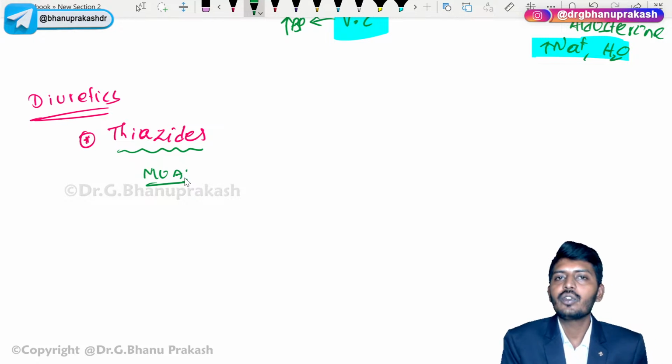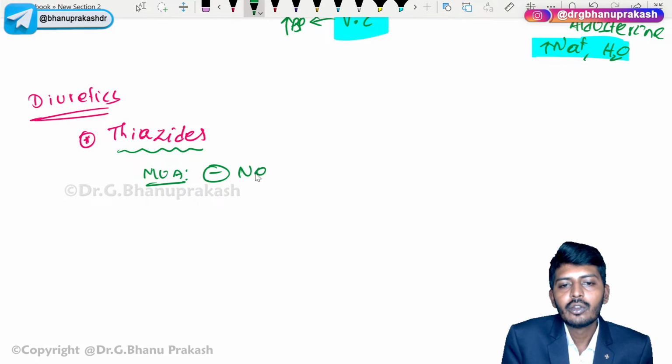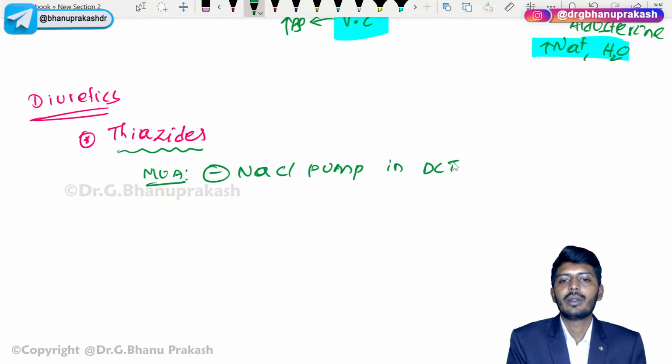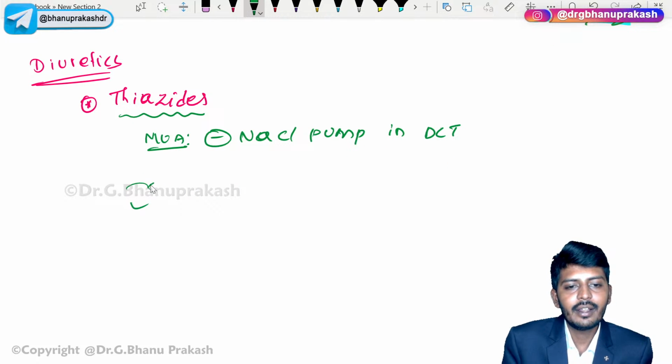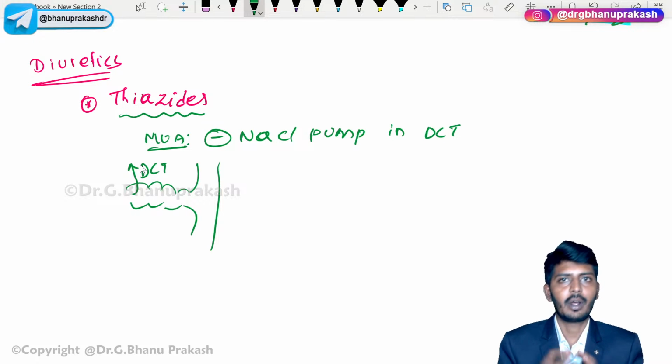One of the most interesting mechanisms of action: they inhibit the sodium and chloride pump in the distal convoluted tubule. If the sodium and chloride pump is inhibited, very simple. Consider this is your nephron's distal convoluted tubule, followed by the collecting duct. Here, sodium and chloride was getting reabsorbed into the bloodstream.